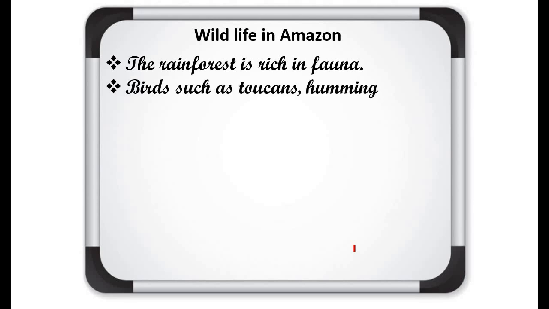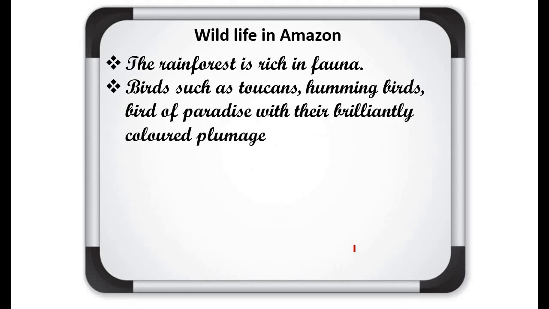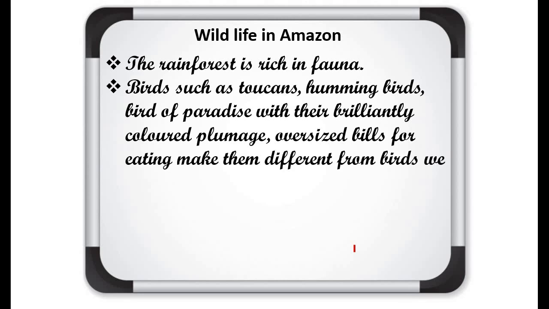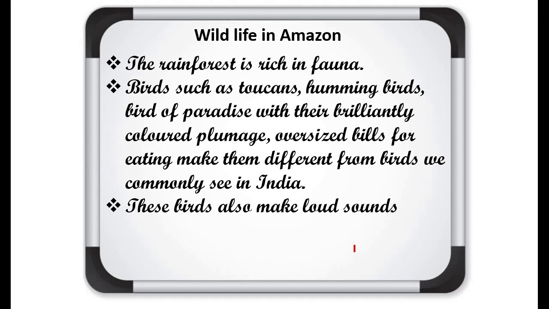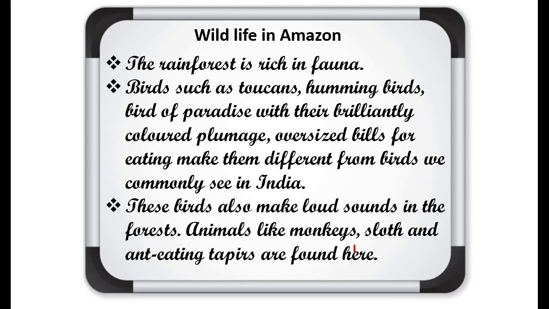Birds such as toucans, hummingbirds, and birds of paradise, with their brilliantly colored plumage and oversized bills for eating, are different from birds we commonly see in India. So a different variety of birds is found in the forests of Amazon. These birds also make loud sounds in the forest. Animals like monkeys, sloths, and ant-eating tapirs are also found. So a different variety of birds and animals are found in the forest of Amazon.